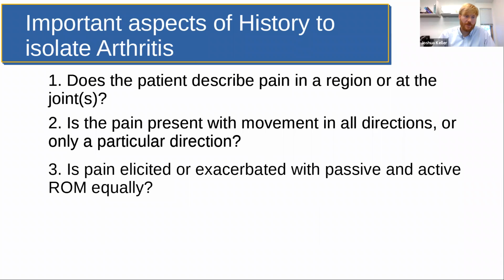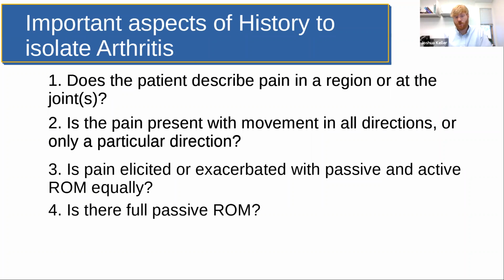It's hard on history sometimes, but you can try different things in terms of passive and active range of motion, trying to figure out whether or not passive range of motion is also affected. The important thing on passive range of motion too is, do they have full passive range of motion? You should have full passive range of motion. If you don't, there's likely something wrong in the joint, whether or not it's inflammatory.